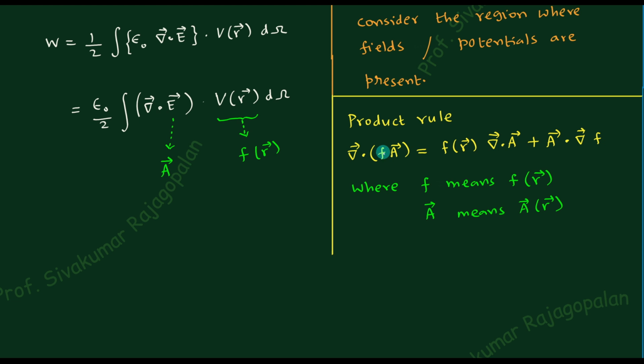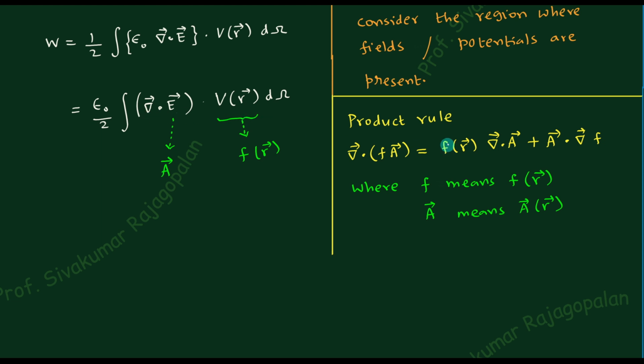There is a divergence of scalar times vector. We don't have that term directly here. The last term is also not there here, and the first term is also not there here. But only in this particular term, you have f of r times divergence of A. So that particular term is now visible here.